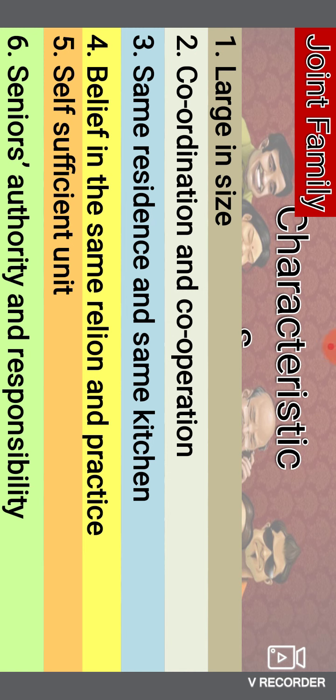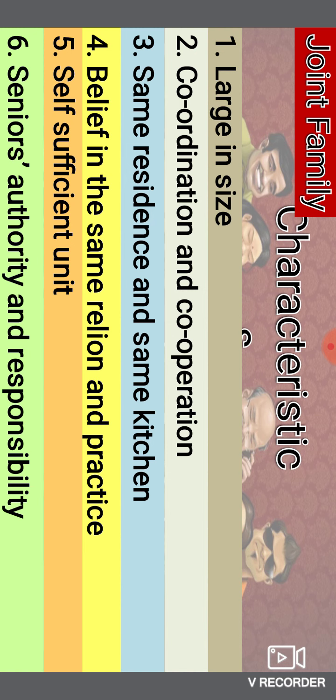Religion. The members of the joint family believe in the same religion and practice their worship, and religious beliefs are common in nature. The next one, the self-sufficient unit. The joint family is a self-sufficient unit. It satisfies all the needs of the family's members.